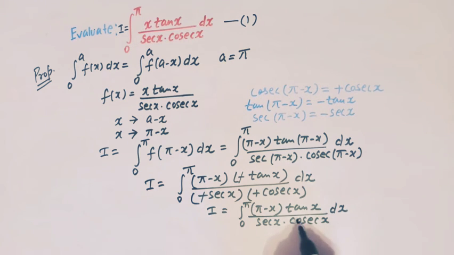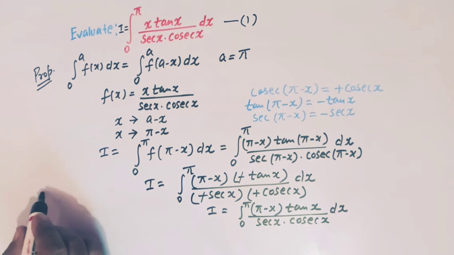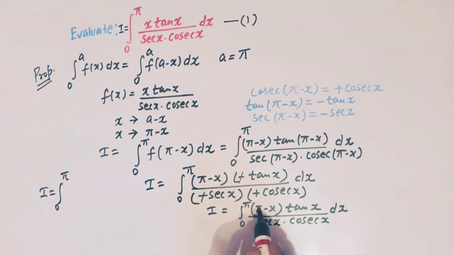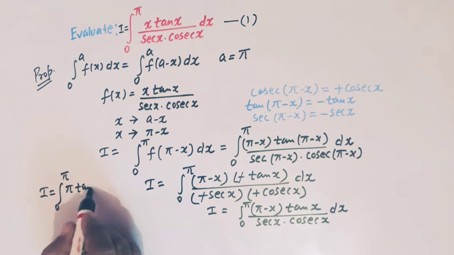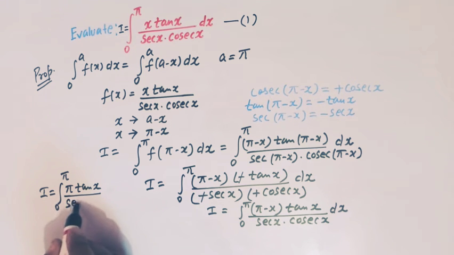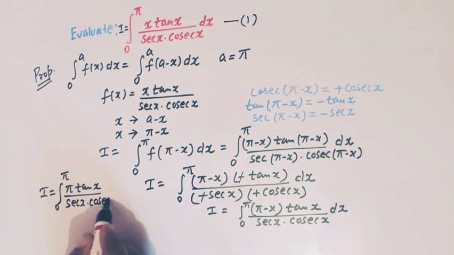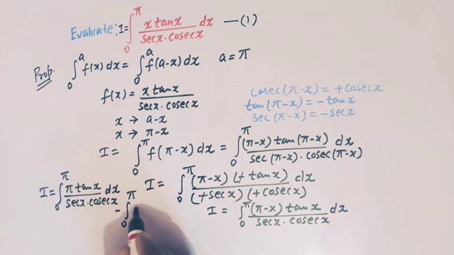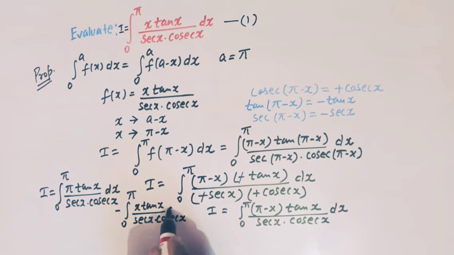Now we can split this integral into two parts by writing I is equal to the integral from 0 to pi. First we'll have pi tan x divided by sec x times cosec x dx, and the second integral is minus the integral from 0 to pi of x tan x divided by sec x times cosec x dx, right?